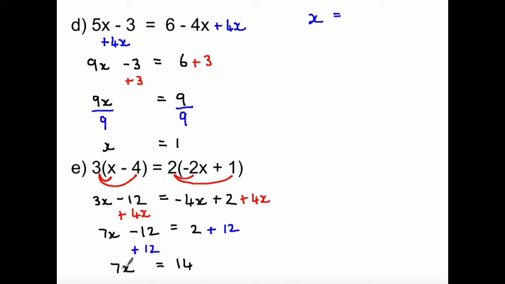I want the x by itself, so I need to divide by 7 in order for 7 divided by 7 to make 1, and I need to divide by 7 here also. So in this case, therefore, that's what the 3 dots mean, therefore x is equal to 14 divided by 7 is 2. Okay, very good. So let's move on to a more difficult question.